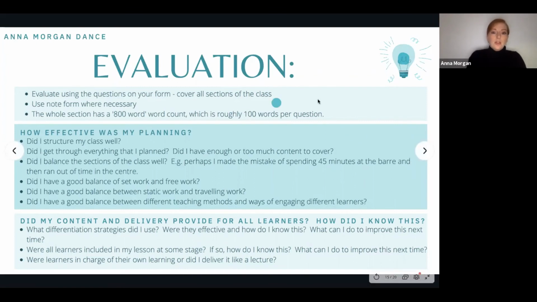So you're going to evaluate using the questions on the form that I showed you earlier. You can use note form. The whole section has 800 words, so it's roughly 100 words per question. So we'll just talk through each of the questions.